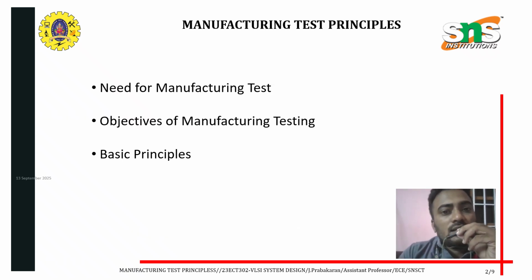Manufacturing test is a crucial step in the semiconductor and digital systems design process. Once a chip or system has been fabricated, it must be verified to ensure that it is free from defects, that means fault-free circuits, introduced during the manufacturing process. The purpose of testing is not only to guarantee functional correctness but also to assure quality, reliability, and yield. Yield is nothing but the percentage of good chips.